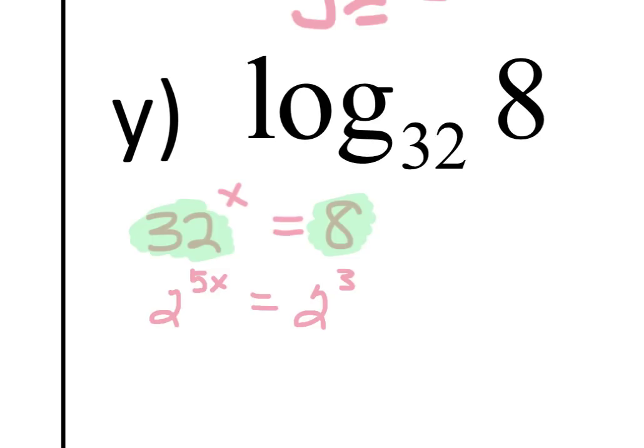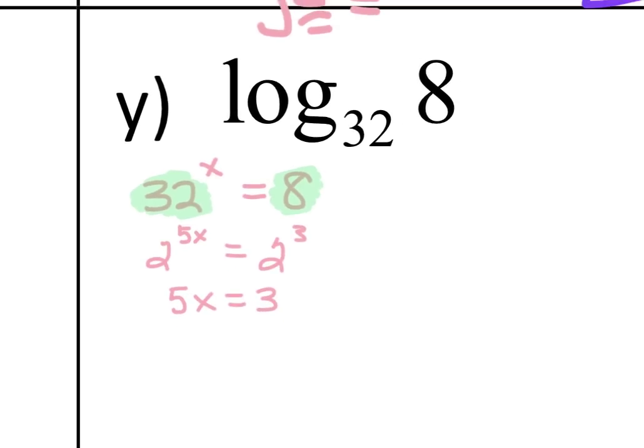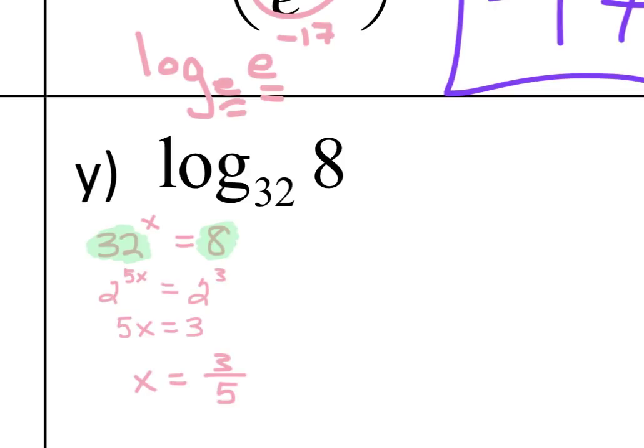Because the 2's are the same, you're solving the equation 5x equals 3. You're setting the exponents equal to each other. And so x is equal to 3 over 5. So your answer to the problem is 3 over 5.